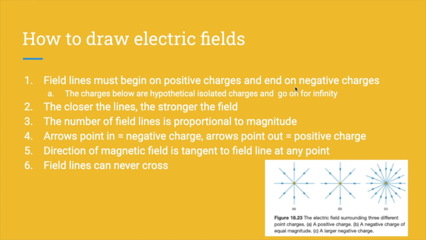So let's take a look at these rules in comparison to the pictures below. The picture letter A has arrows pointing out from the charge, which means that the charge is positive. B has the arrows pointing in towards the charge, therefore the charge is negative. And then finally on C, you can see that there are a lot more lines coming into the charge, or the center, and that means that the magnitude is greater and the field is stronger. So you can compare that B and C, they're both negative, but C is going to be a much larger charge.